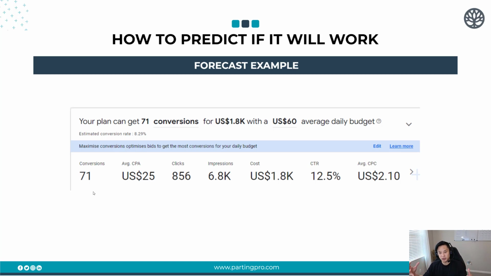So the one thing that we're looking for is if your area is too small and there's not enough people searching for funeral services in that area, then you're not going to be able to sell enough funeral services, right? So you got to make sure your area is big enough. So that's one thing we're looking for.